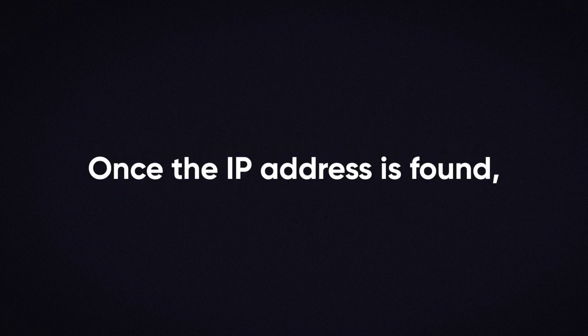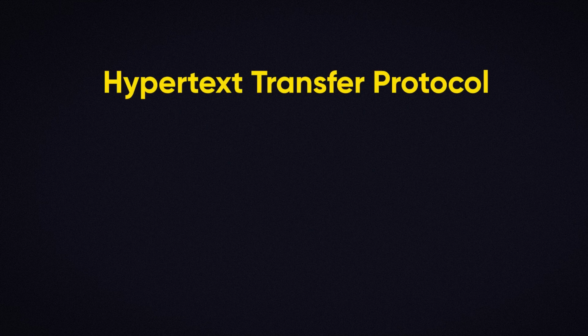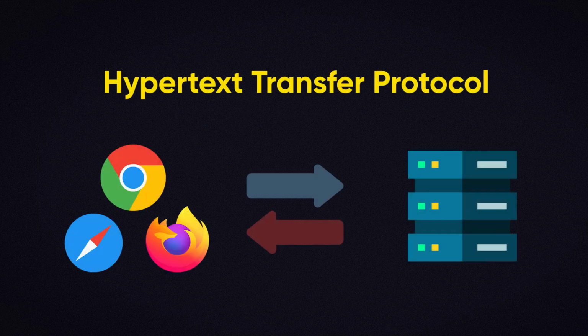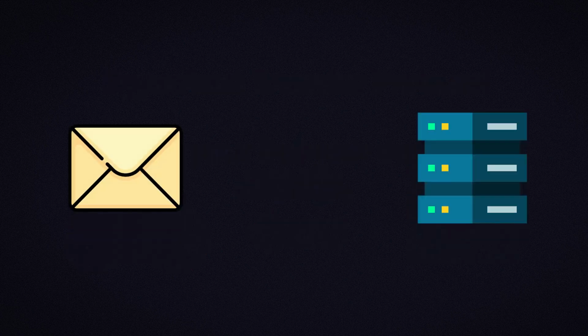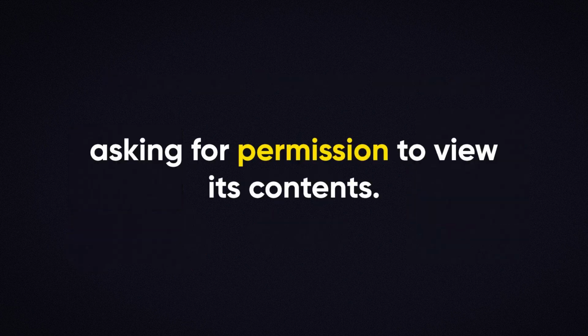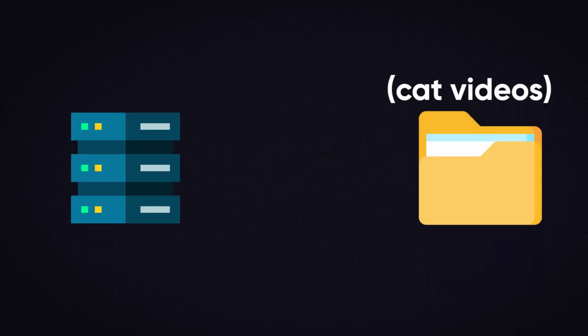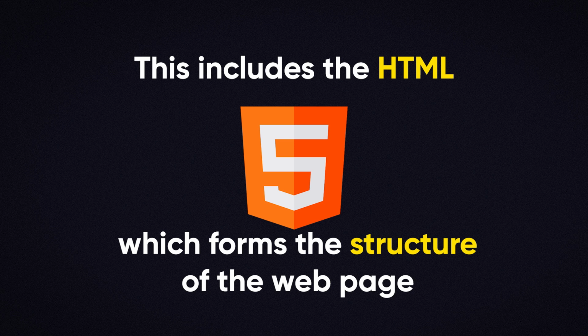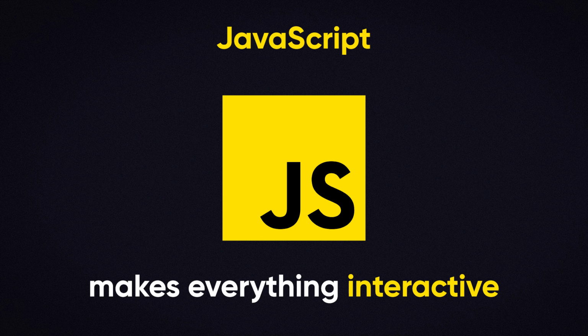Once the IP address is found, your browser reaches out and sends an HTTP request. HTTP, or Hypertext Transfer Protocol, is basically the language that browsers and servers use to talk to each other. When your browser sends a request, it's like sending a letter to a website's server, asking for permission to view its content. If everything checks out, the server responds by sending back the website's files. This includes the HTML, which forms the structure of the web page, CSS, which controls the design and layout, and JavaScript, which makes the page interactive.